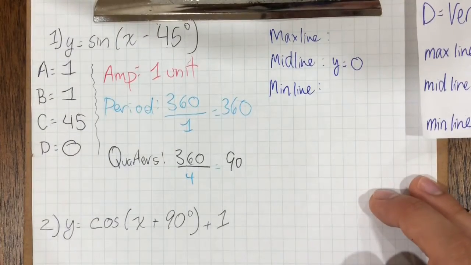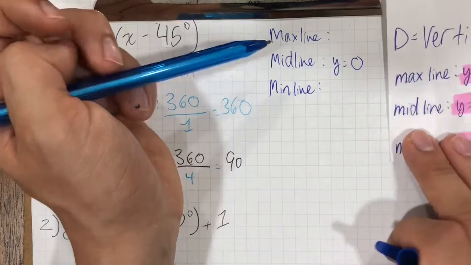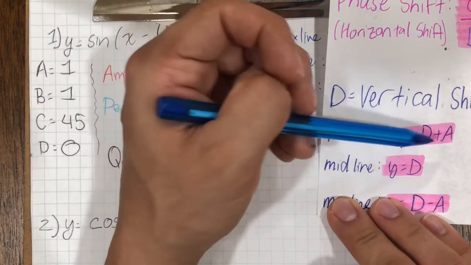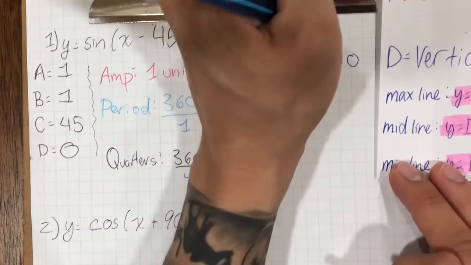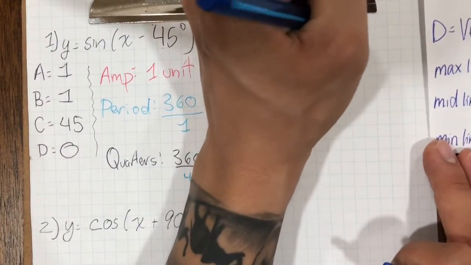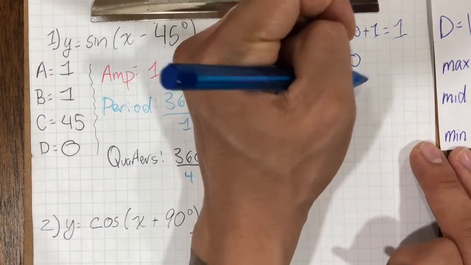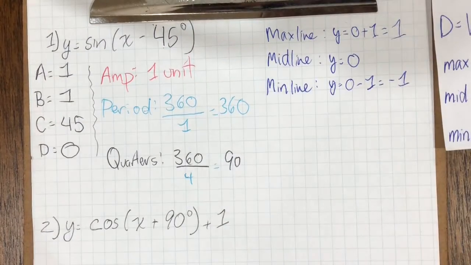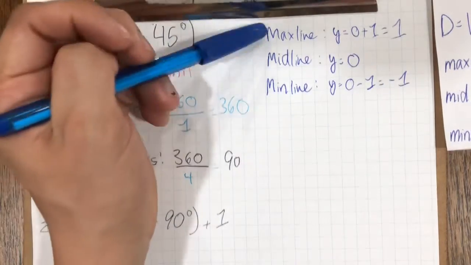So now I've got to figure out, well, what is the max line and what is the min line? To figure that out, I'm going to take the number for D and add and subtract the number for A. So for the max line, I'm going to do 0 plus 1, which gives me 1. And then for the min line, I have 0 minus 1, which is negative 1. All right, so we have the amplitude, the period, the quarters, and all the three lines.